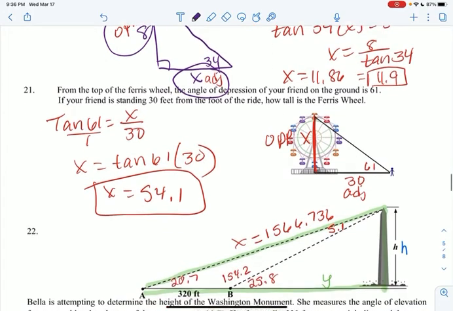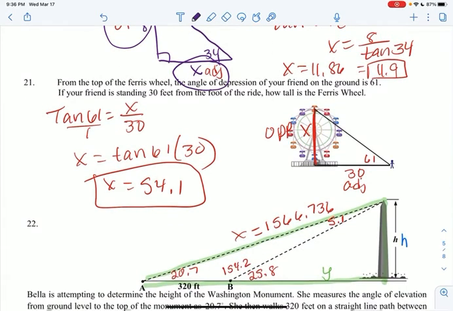Your friend is 30 feet from the foot of the ride. The foot of the ride is the bottom of the ride. Your feet are on the bottom of your body. How tall is the Ferris wheel? Your height is always going to be that vertical line right there.